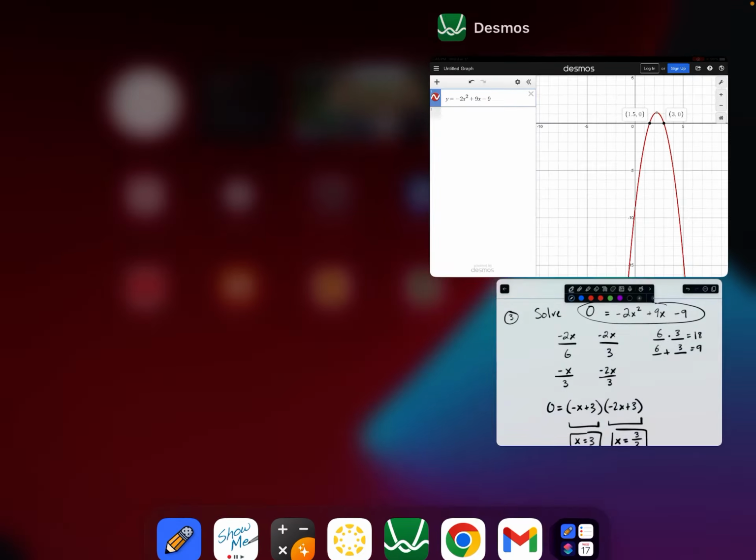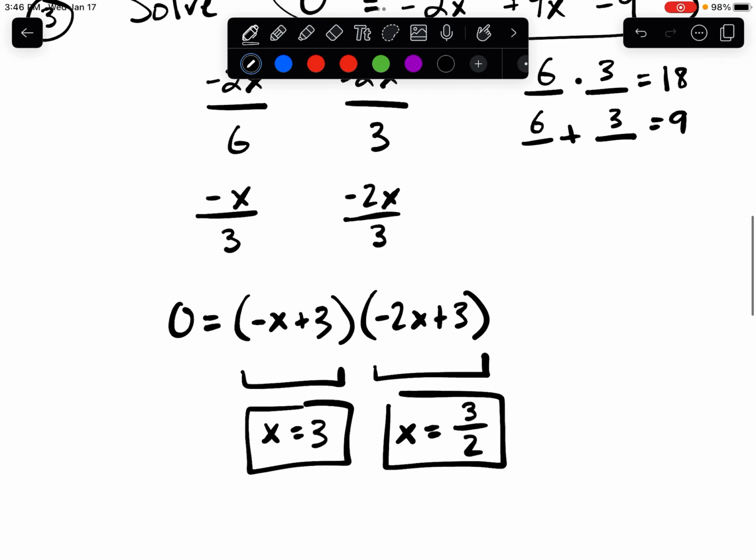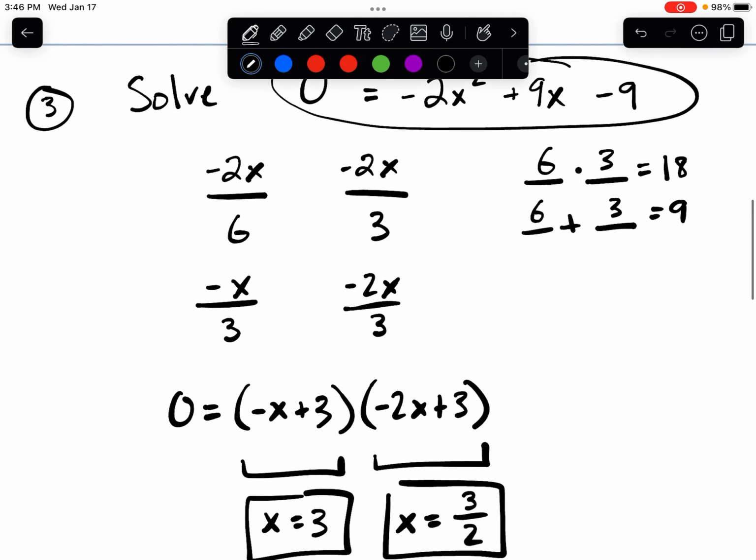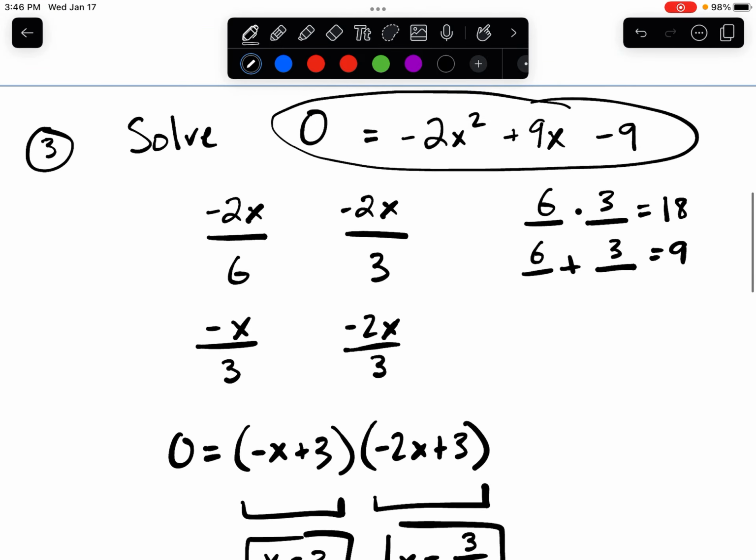So we'd expect my answers to be 3/2 and 3. And if we look back, we do get 3/2 and 3. So we can verify that this does actually work, and we do get the right answer. All right. And that would be the way we do this.